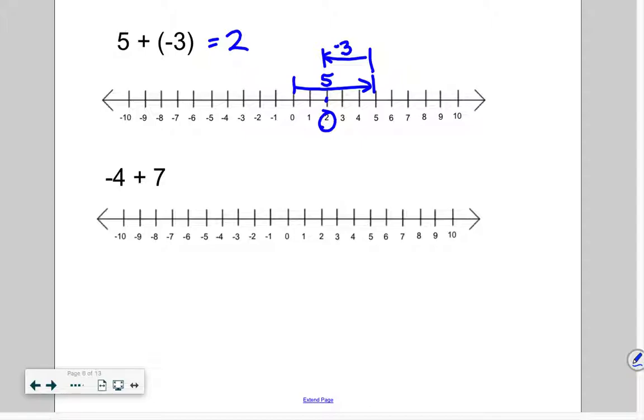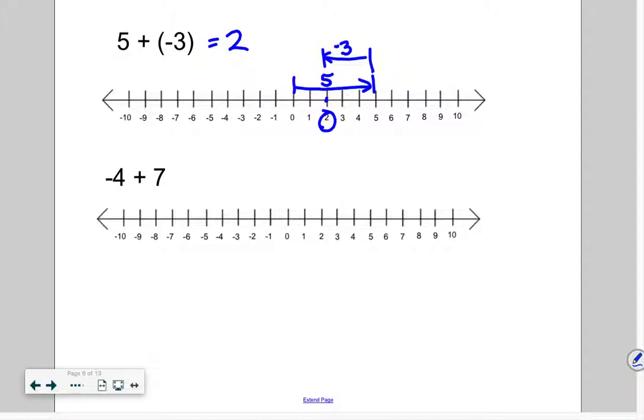Now, that rule that I talked about before, one is positive, one is negative, correct? When one is positive and one is negative, subtract them. What is 5 minus 3? 2. Now, which is bigger, the 5 or the 3? The 5 is bigger and it's positive, so my answer is positive.